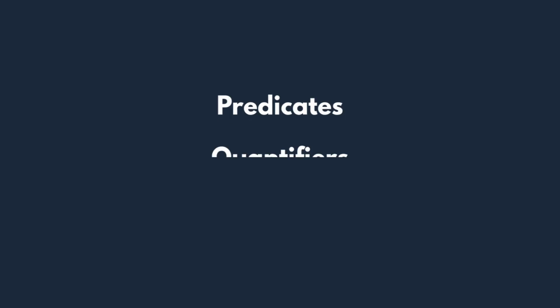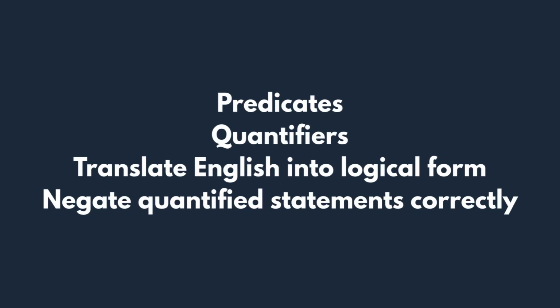To express statements involving objects and properties, we need predicate logic. Today we will understand what predicates are, what quantifiers are, how to translate English into logical form, and how to negate quantified statements correctly. A predicate is a statement containing variables that becomes a proposition when values are assigned to the variables.